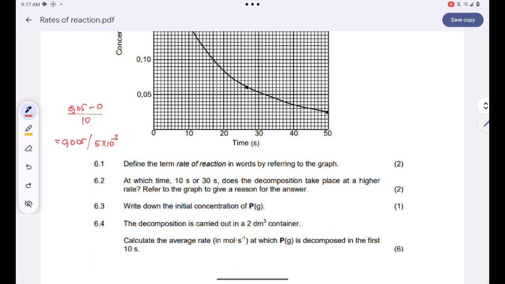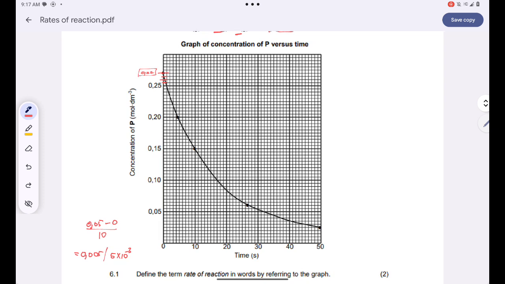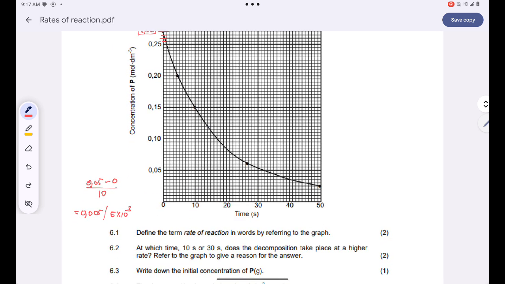Okay, now let's answer the questions. They want us to define the term rate of reaction in words by referring to the graph below. We will simply define rate of reaction by saying rate of reaction is basically the change in the concentration of gas P per unit time. Are you together? The change in the concentration of gas P per unit time.